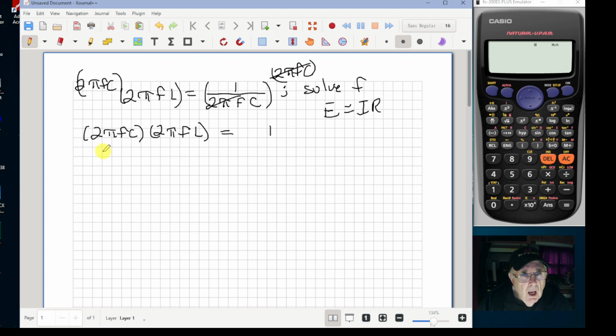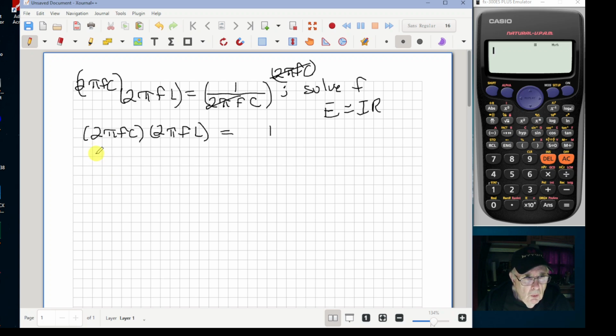Now since we want F, 2 times 2 is 2 squared, pi times pi is pi squared, F times F is F squared. So what we're going to wind up with on this side is F squared, and then to get F, we'll have to take the square root of both sides. Rather than multiply out the 2's to get 4, which is easy to do, pi is a non-repeating decimal, so let's just leave it squared.